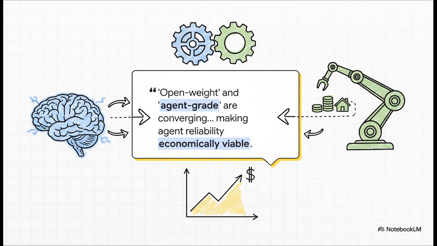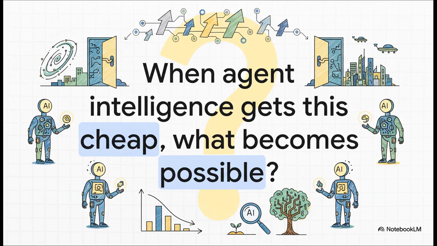So what's the big takeaway from all of this? Well, what we're seeing here is this incredible convergence. The idea that powerful, open-weight models and truly capable agent-grade models are finally coming together. It's making reliable, sophisticated agents something you can actually afford to build and run. And that really leaves us with one last huge question to chew on. The cost of this kind of long-term reasoning is just plummeting. So it's not about if we can build these super smart agents anymore. The real question is, when the cost of this kind of intelligence gets this cheap, what are you going to build with it?